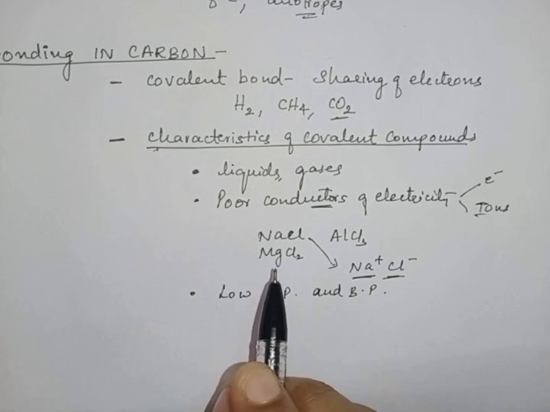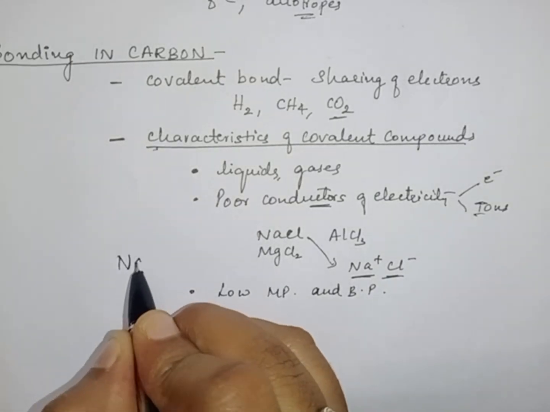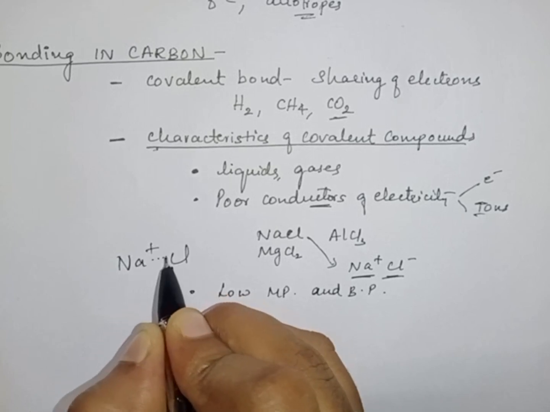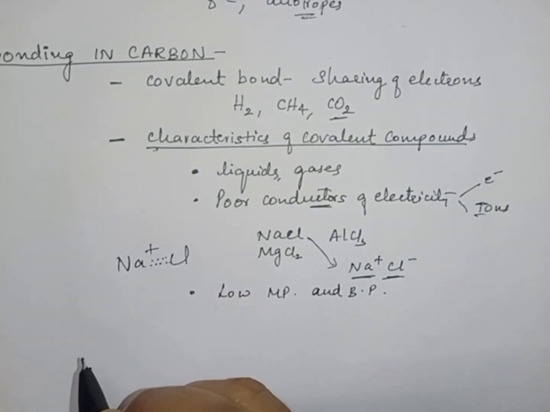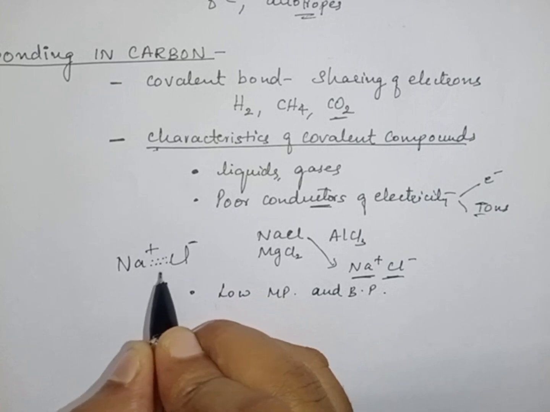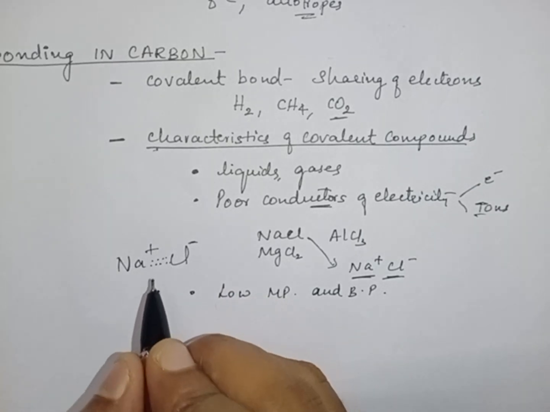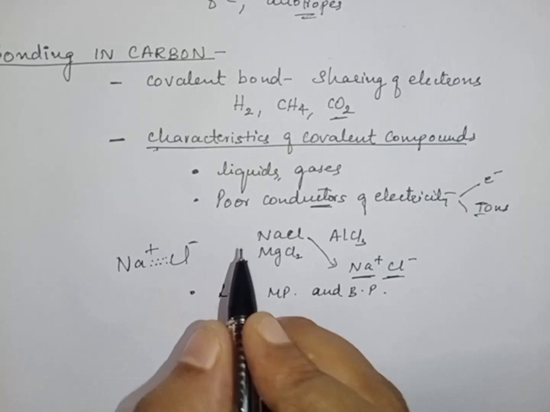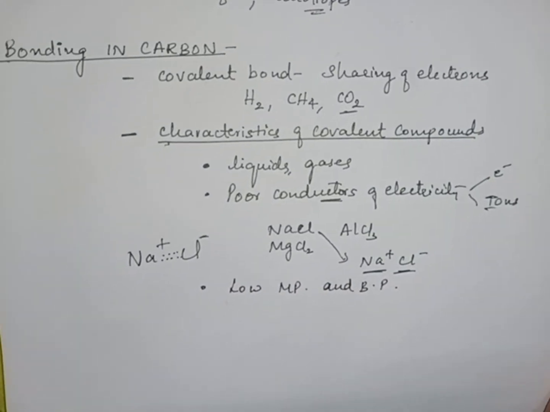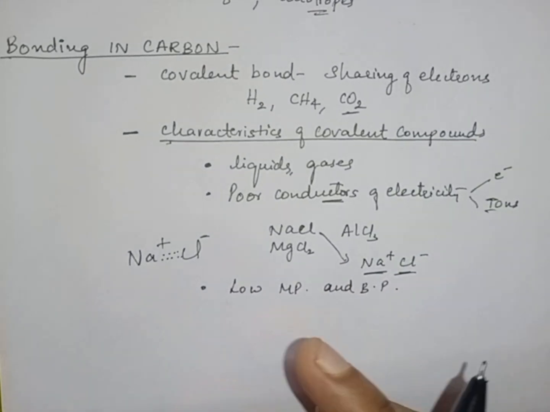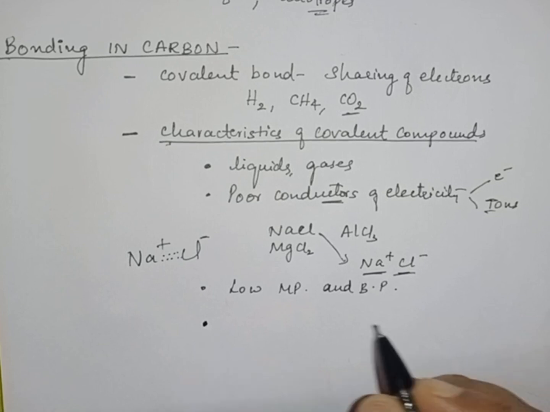You know that in ionic compounds, for example, Na+ Cl-, there is an electrostatic force of attraction. Since there is a strong force of attraction, they have a high melting point and boiling point. Ionic compounds have high melting point and boiling point. Fine. But in covalent compounds, see here what is melting point and boiling point.